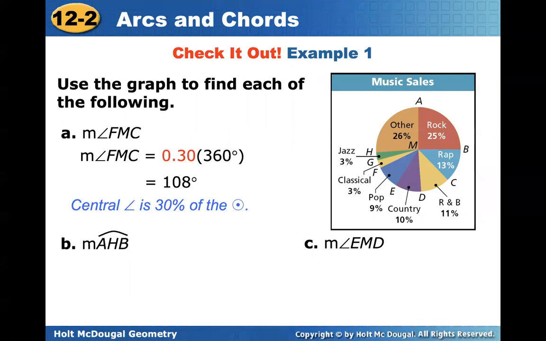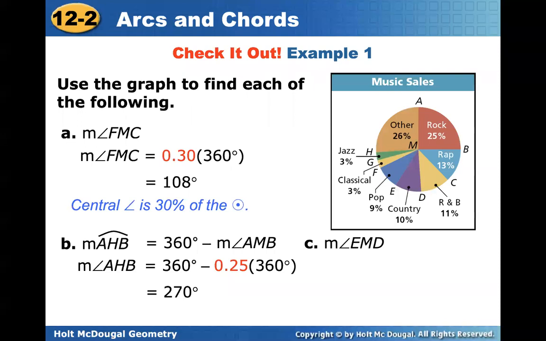The second one, AHB, if that's a major arc. So if we subtract the minor arc from 360, we should get the major arc. The minor arc is 25%, which is 90 degrees. So if we take 360, subtract 90, then we should get 270 degrees. So the major arc should be 270.